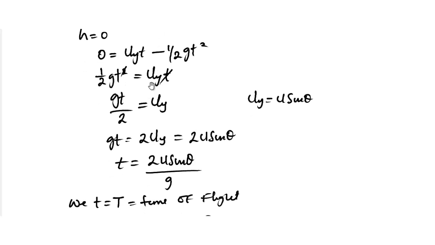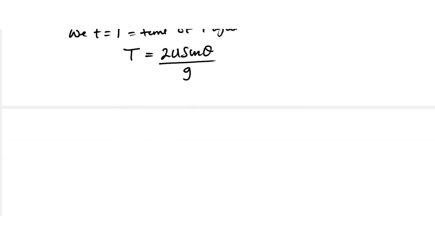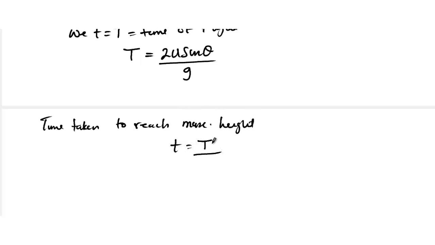So this will now lead us to the time taken to reach the maximum height. I will use small t in this case. t will be capital T, the time of flight, divided by 2.